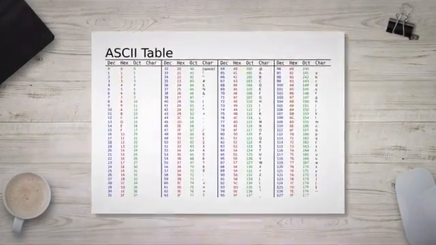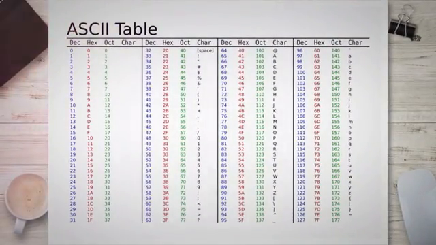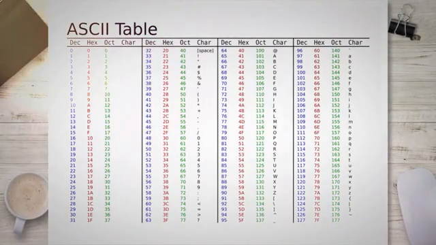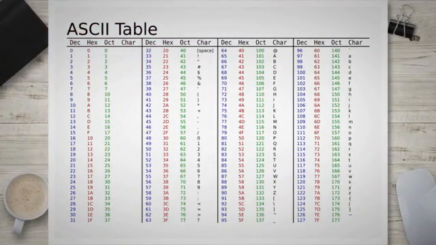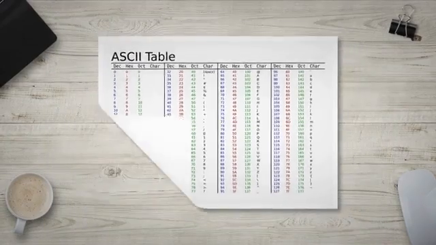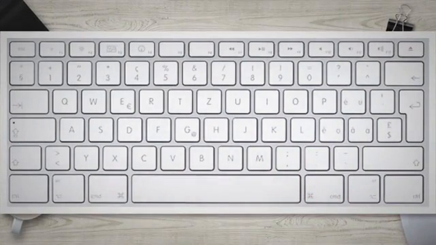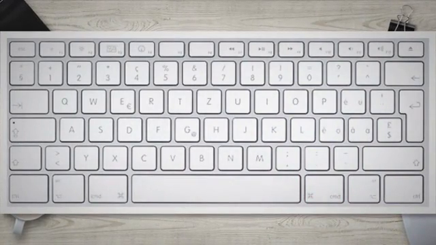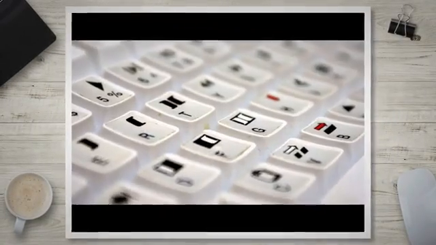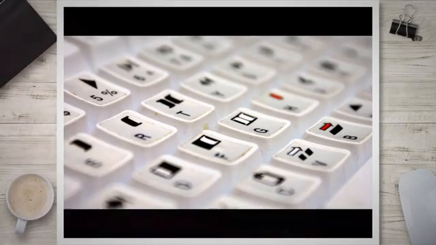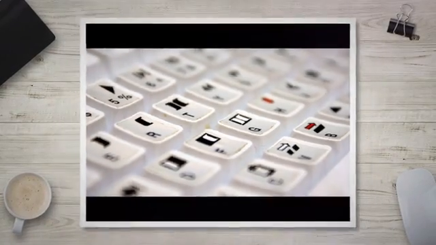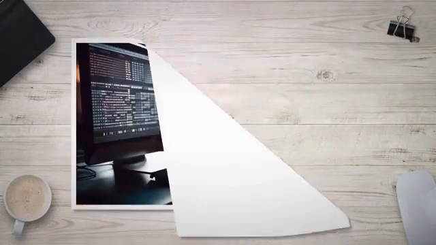To locate the ASCII code for any character, you can use an ASCII table. This is a chart that lists each character alongside its corresponding ASCII code. For example, the ASCII table will show that the backslash character has an ASCII code of 92. In cases where a specific key on your keyboard is missing or not working, you can use ASCII codes to type that character. To do this, follow the steps below.